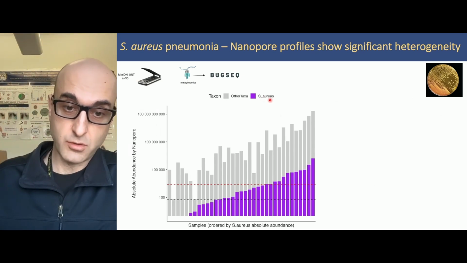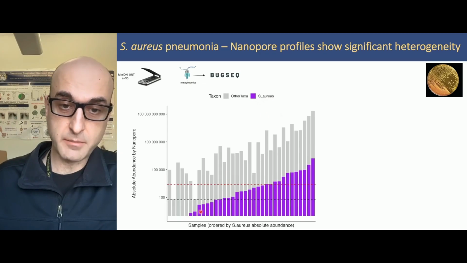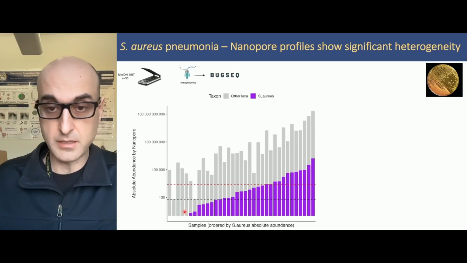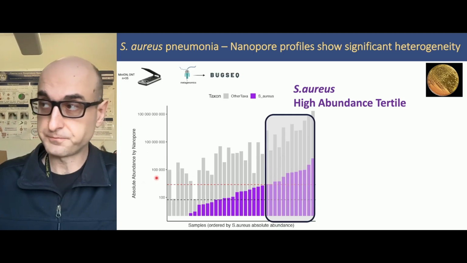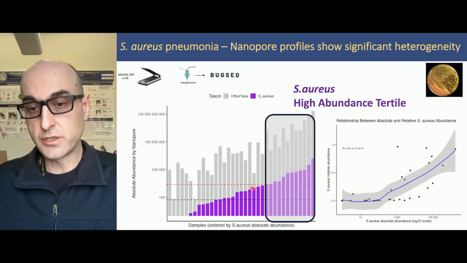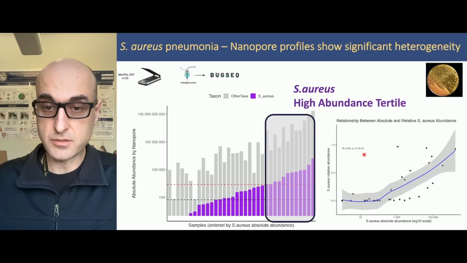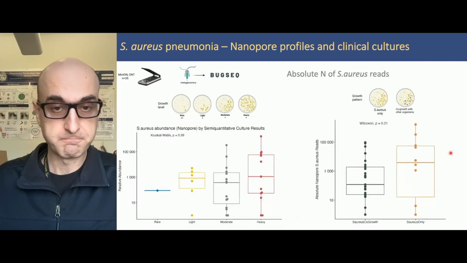We got Staph aureus reads, and we found a similar pattern to 16S of tremendous heterogeneity and variability in Staph aureus abundance. We found that about a third of those cases had high abundance of Staph aureus in terms of absolute numbers of reads. And there was a nonlinear relationship between absolute abundance and relative abundance of Staph aureus, taking off at about 500 absolute reads.